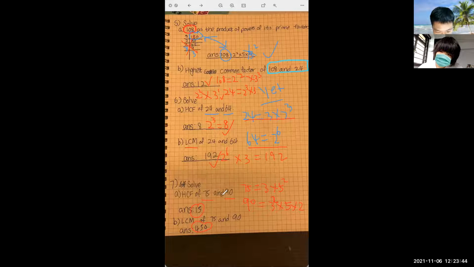And then for the highest common factor, it must be shared. I see 3 and 5. The lowest power for 3 is 1. The lowest power for 5 is 1. So if you multiply this, you get 15. For the lowest common multiple, all prime numbers available, highest power. So you have 15, 25, 50 times this. Good, 450. Correct.